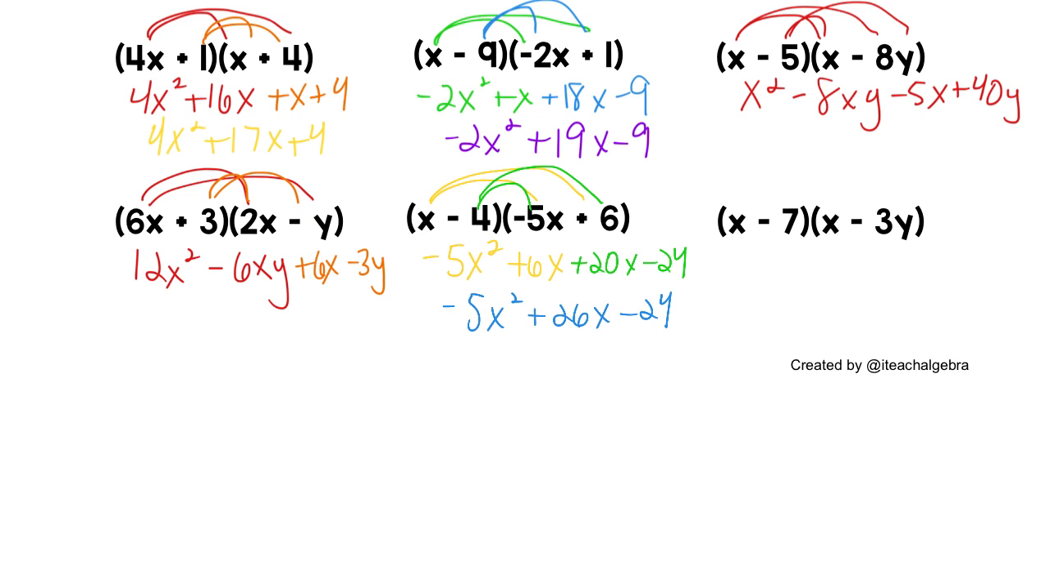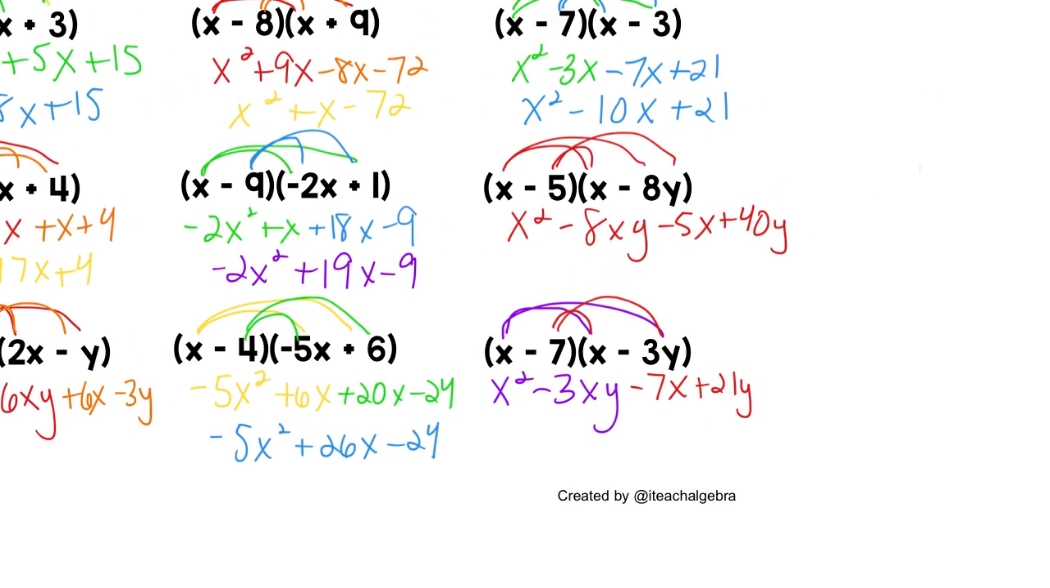Last one on this page. X times x is x squared. X times negative 3y is negative 3xy. Negative 7 times x is minus 7x. Negative 7 times negative 3y is plus 21y. And that gets no better. All right, we've done a ton of those.